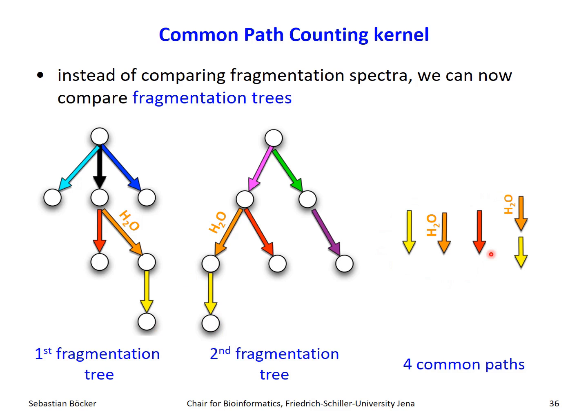Both of these fragmentation trees contain a path of losses, which is just this yellow edge. Both contain this H2O loss, both contain the red one, and then both also contain this path of length 2, where you first lose an H2O and then you lose whatever this yellow encodes. So the answer of the similarity calculation would be 4. And the nice thing is this computation can be carried out extremely efficiently. That's very, very easy, very fast.